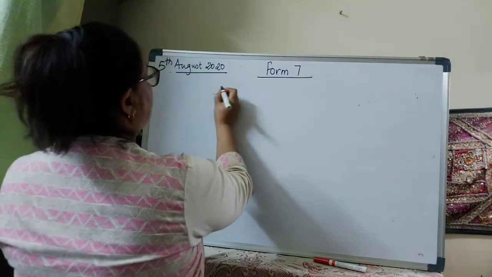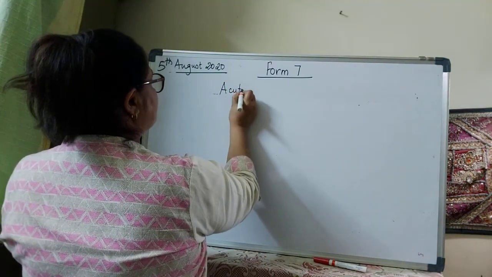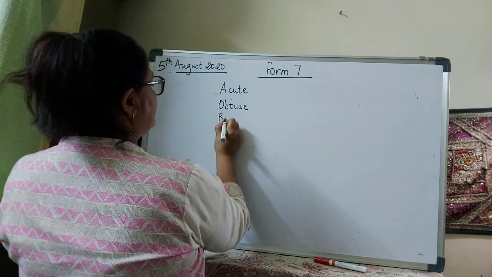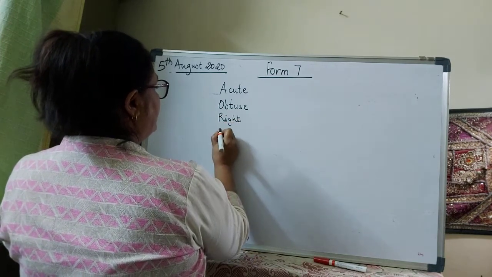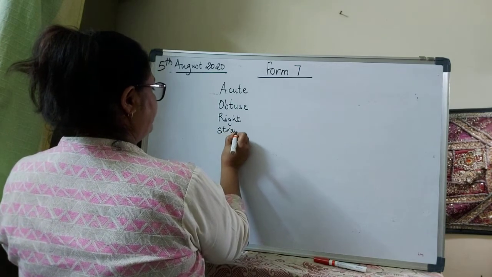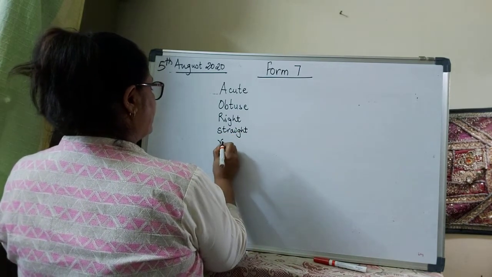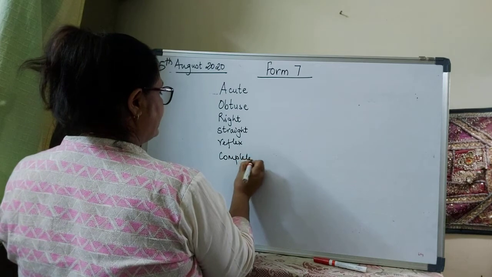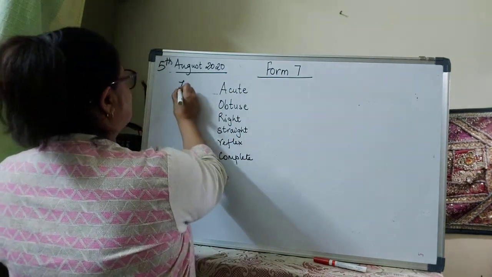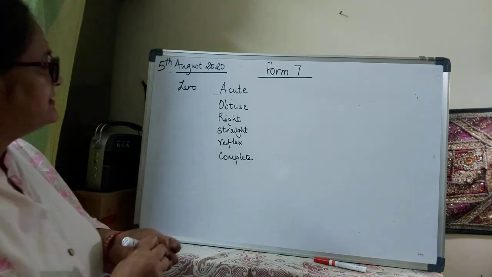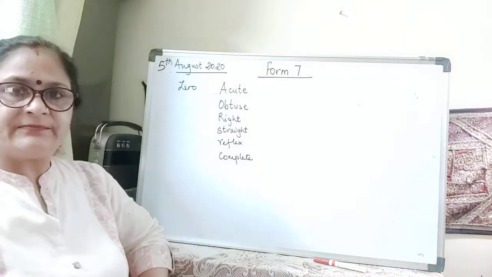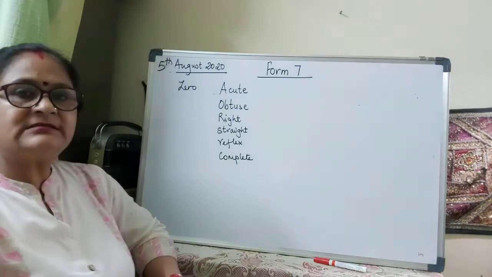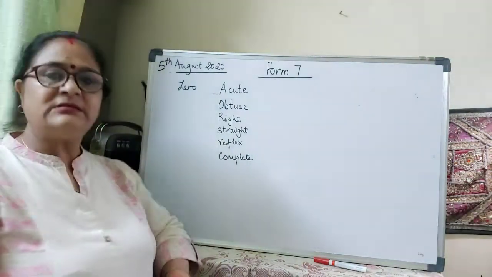We come with angles which are acute angles, obtuse angles, right angles, straight angle, reflex angle, complete angle, and before the acute angle comes a zero angle. These are the types of angles: acute angles, obtuse angles, right angles, straight angles, reflex angles, complete angles, or zero angles.